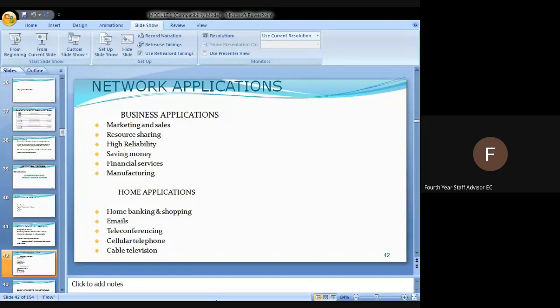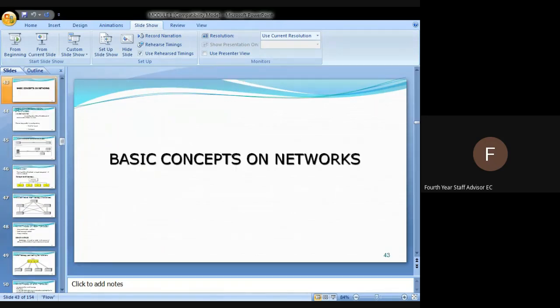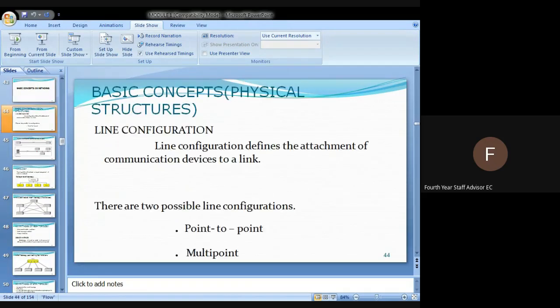Yes, okay. Now we will move on to the basic concepts of network. In that, first we will be studying about the physical structures of network. Physical structures in the sense how the devices are connecting on a link. You should imagine you are having nodes there, and how you are going to connect those nodes in a link. That is also called line configuration.